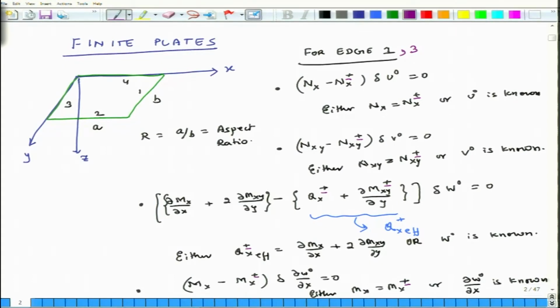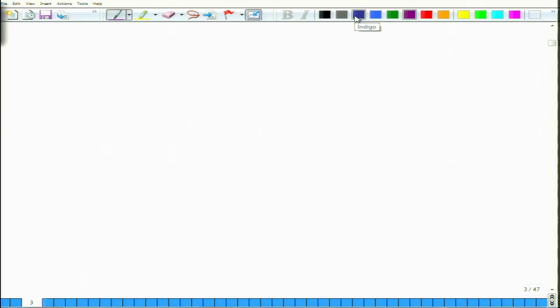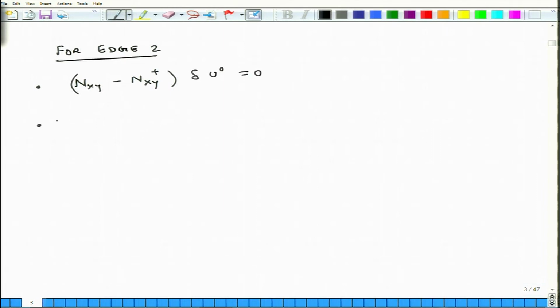Okay. And then for edge 2 and 4, for edge 2, what would be the boundary conditions? So, I will just not explain, but the boundary condition equations are nxy minus nxy plus del u naught equals 0, ny minus ny plus del v naught equals 0.